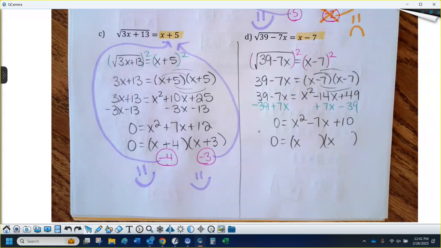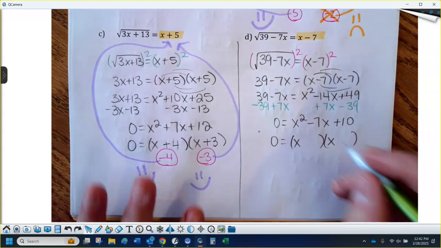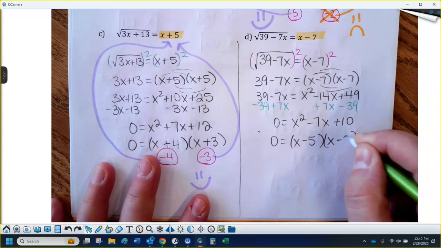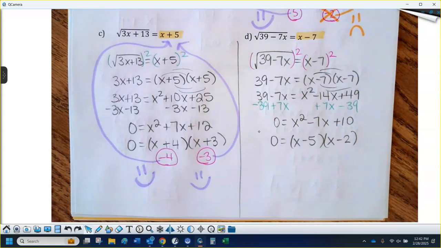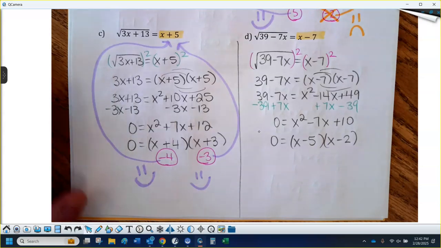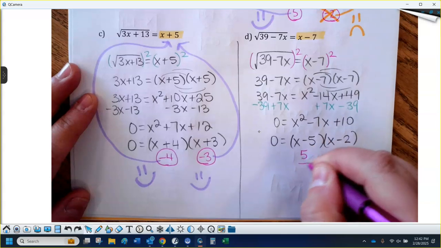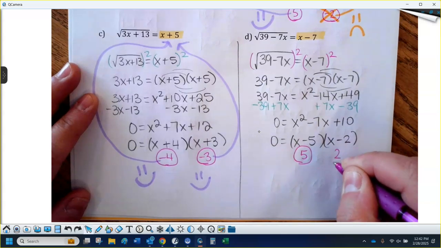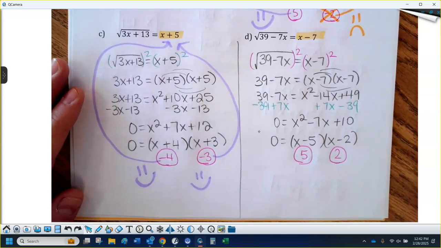What do you think? Negative 5, negative 2. Yes. If you have to multiply to get a positive number, but add to get a negative, both of the factors have to be negative. So negative 5 times negative 2 give you the positive 10. Negative 5 plus negative 2 give you the negative 7. Okay, now here, 5 is one of my possible answers. We just have to check because this was equal to an expression.